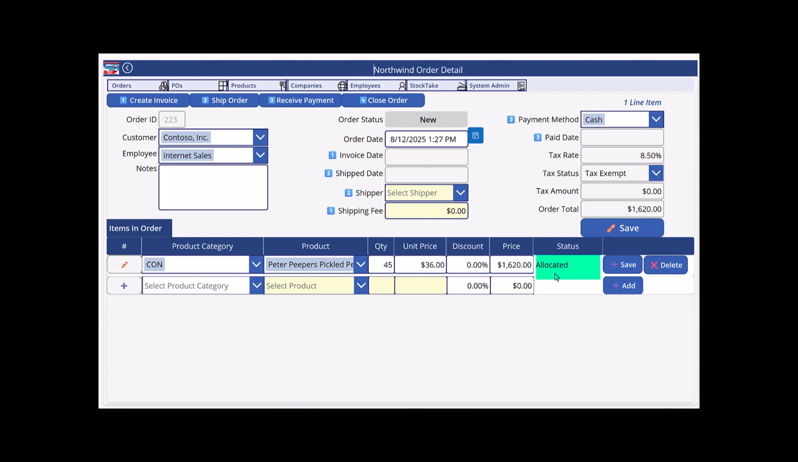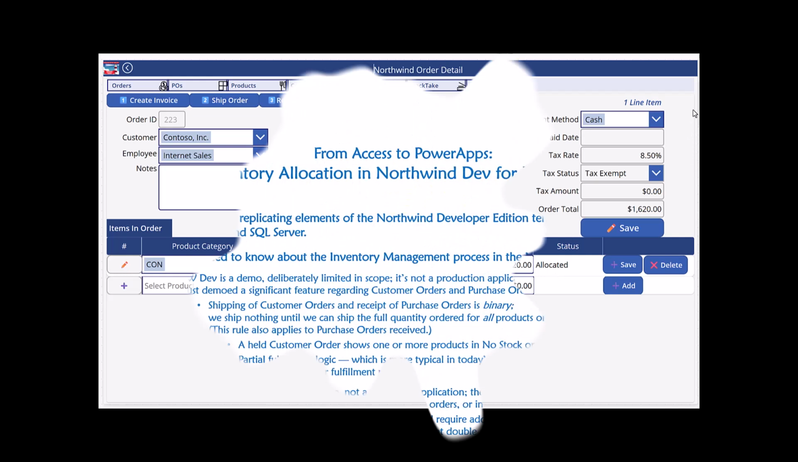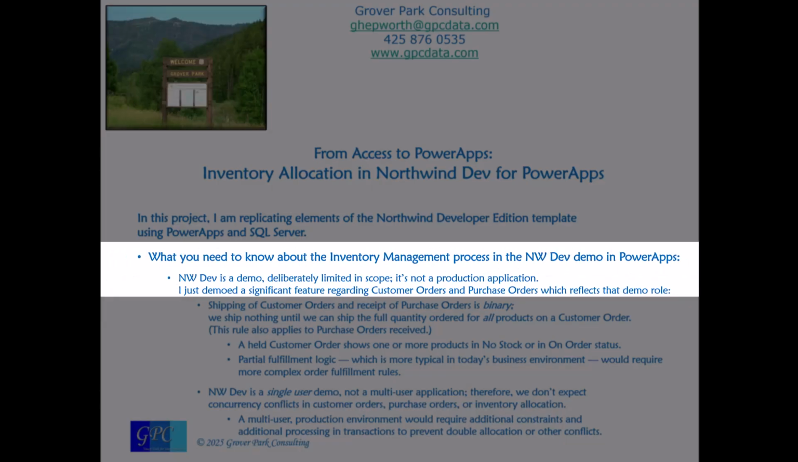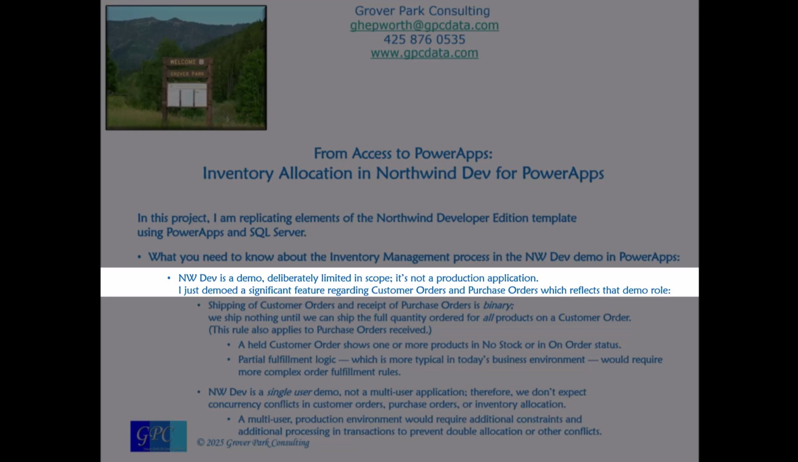I'm going to stop the demo, return to the discussion in the slide deck and walk through the final step with you. What do you need to know about the inventory management process in the Northwind developer demo? Northwind is a demo, deliberately limited in scope. It's not intended to be a turnkey application to go straight into production. I just demoed a significant feature with regard to customer orders and purchase orders, which clearly reflects that demo role.